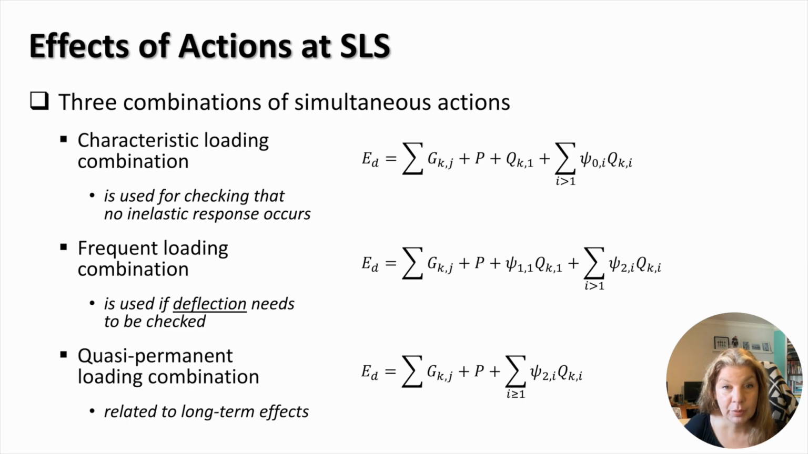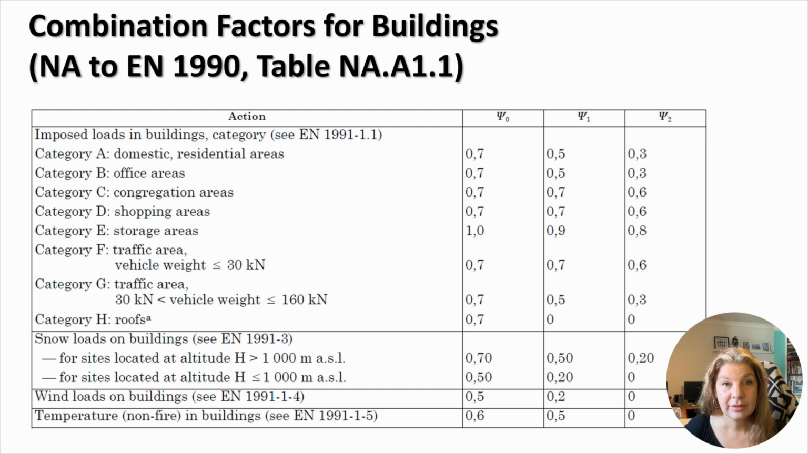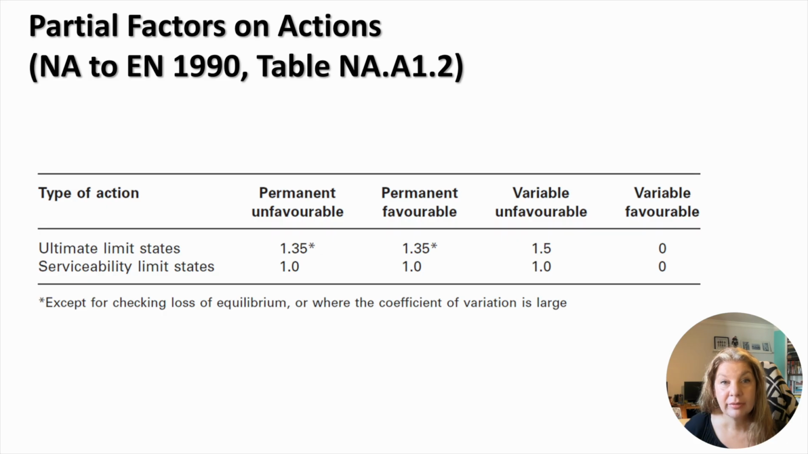As you can see in the formulas describing these loading combinations, the partial factors are not applied to actions. This table is taken from the UK National Annex to Eurocode 0. It introduces corrections to the values of combination factors for buildings given by Eurocode 0. This table gives typical values for the partial factors for actions at the ultimate and serviceability limit states.